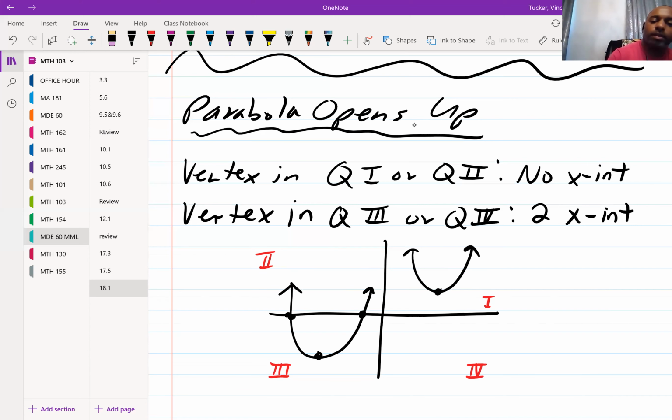So this was in quadrant 1. Notice it's going up. So the x-intercepts are down here as far as your x-axis is concerned. And then here, quadrant 3, since it's going up, it's going to touch at both of these points, which are on our x-axis, and those make up our x-intercepts. So remember, the x-intercepts are where the graph crosses the x-axis.